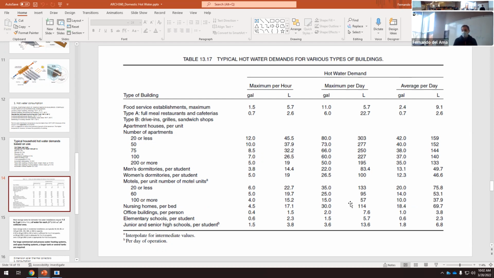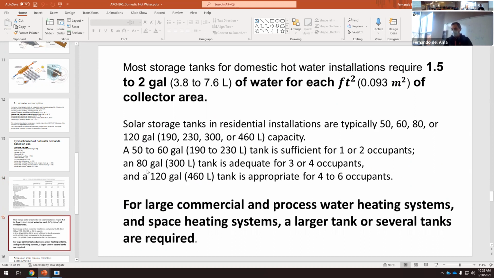So we have to make a decision, and the first decision is the amount of gallons per day that we are using in our building. Then we need a tank, so that's important. There's a rule of thumb. What's the size of the tank? It's 1.5 or 2 gallons per square foot of collector area.